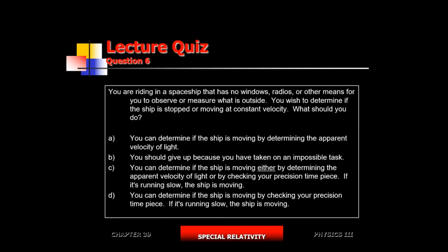What should you do? I've got news for you guys. It's called an inertial reference frame. If you have no communication with the outside, if you cannot see the outside, there's no way to tell whether you're moving or you're stationary. Absolutely no way, because this thing is moving in a straight line at a constant speed. So under the circumstance, you can't tell whether you're stationary or moving in a straight line at a constant speed. You just have to give up. All right, so B is the best answer for them.